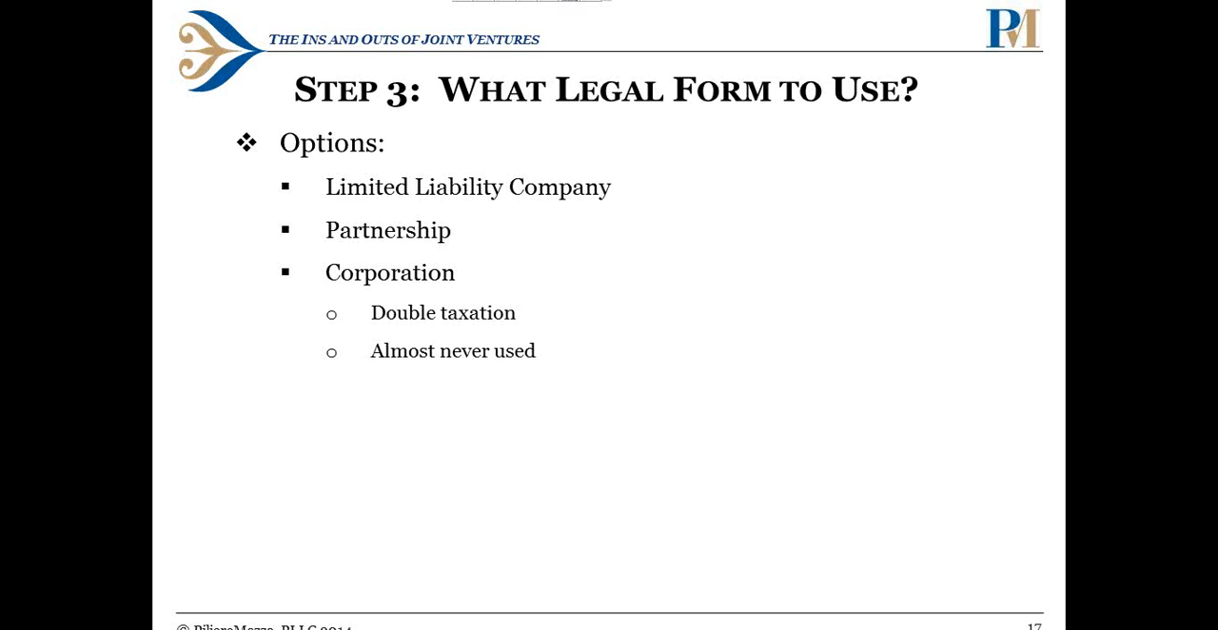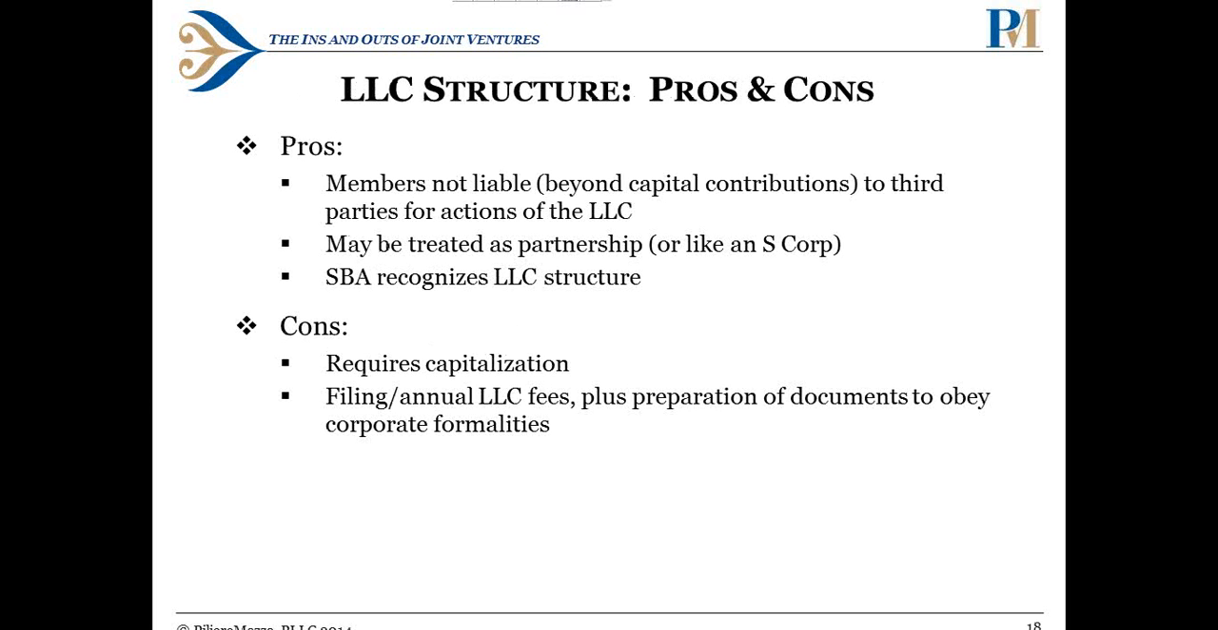Next question, what legal form do you use? We have listed here three options: limited liability company, a partnership, or a corporation. I'm going to quickly dispense with the corporation option because it's really a non-option. If you form a corporation, it's going to say that it's in perpetuity. It really doesn't necessarily meet the definition of a joint venture, and you'll be getting double taxation.